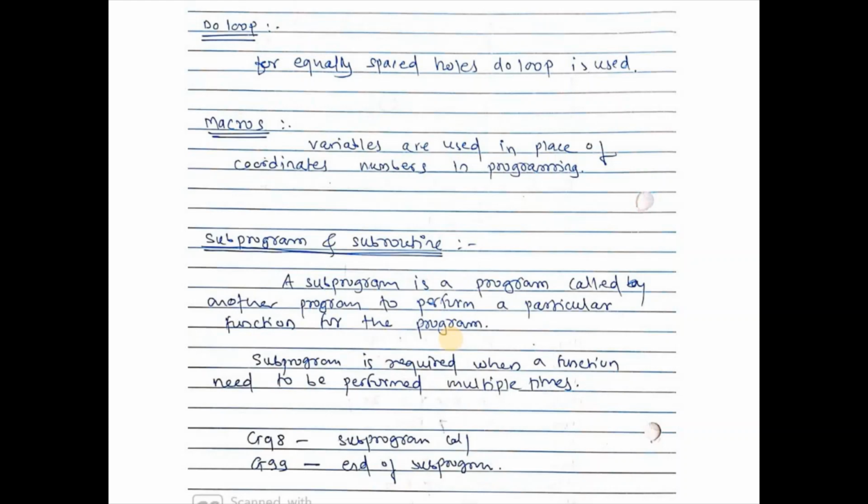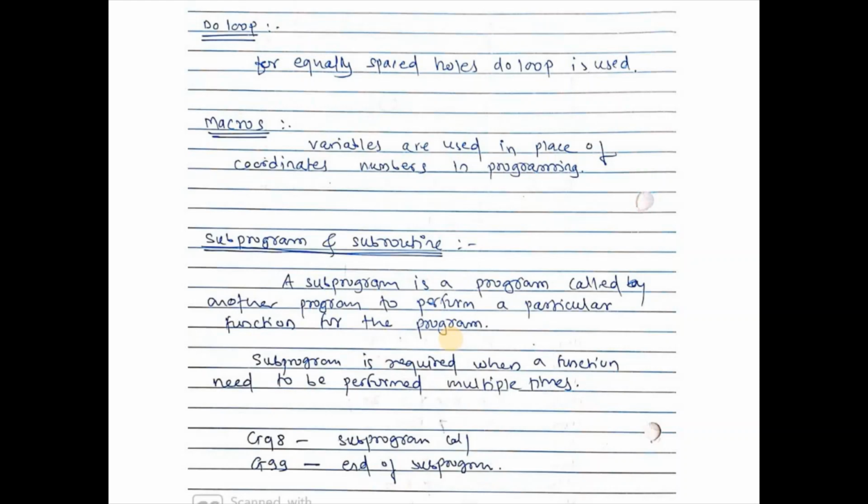The next part is the do loop. Do loop means wherever repetitive work is required, at that time we use the do loop. Macro variables are usually used in place of the coordinate numbers in the programming. Okay, we will see in the next slide how we use macros.